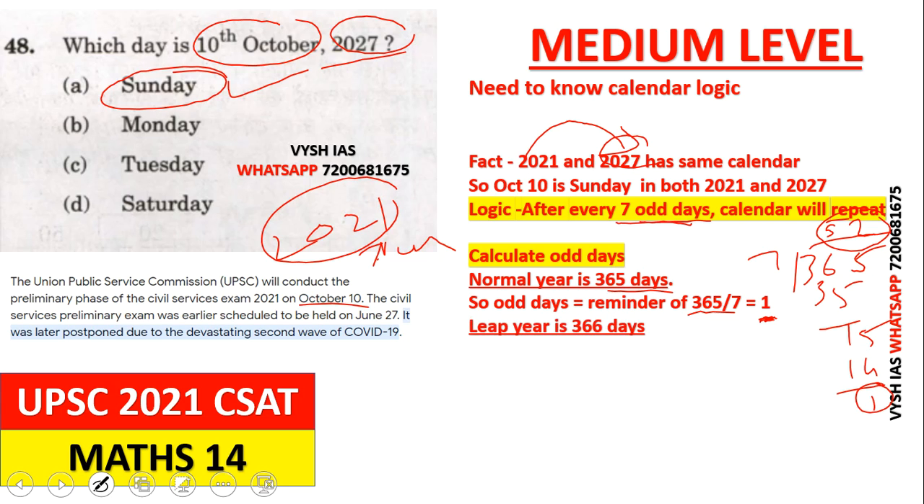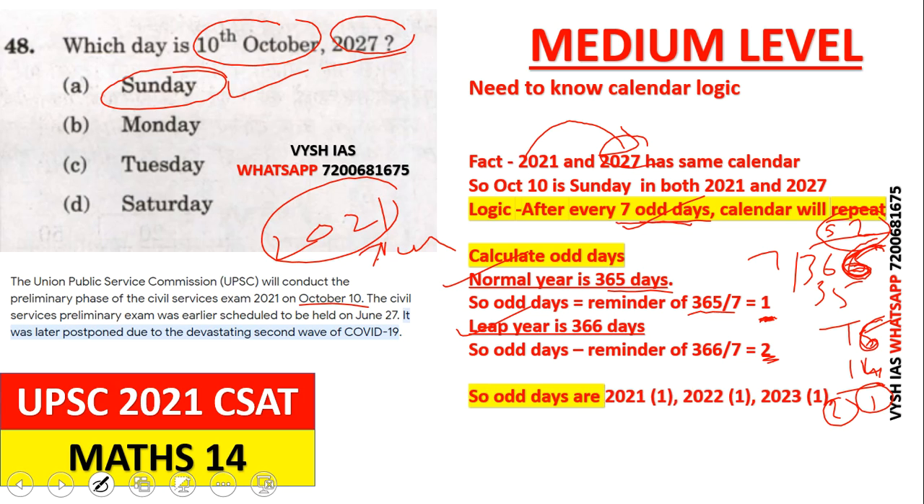But suppose it is a leap year. When you do 366 divided by 7, you get 52 weeks with remainder 2. So for a leap year, the odd day is 2. This is the only thing you have to learn by heart. In the exam hall, remember one line: normal year, the odd day is 1; leap year, the odd day is 2. This is the only thing required to solve this question. And one more thing: every 7 odd days, the calendar will repeat.